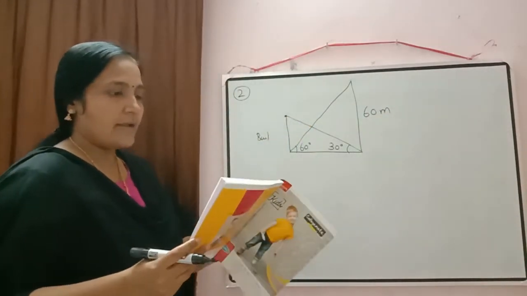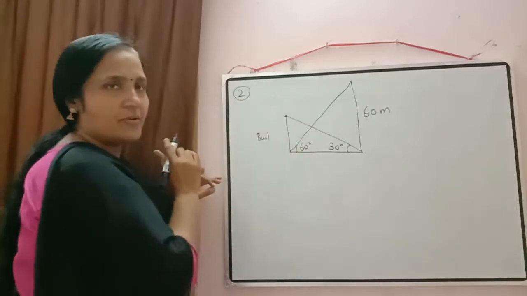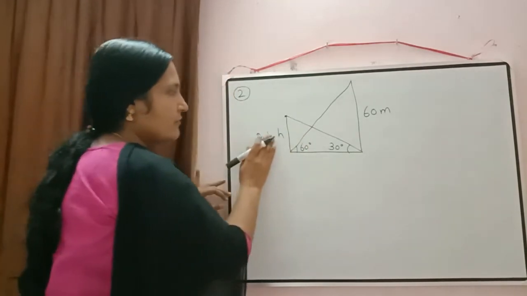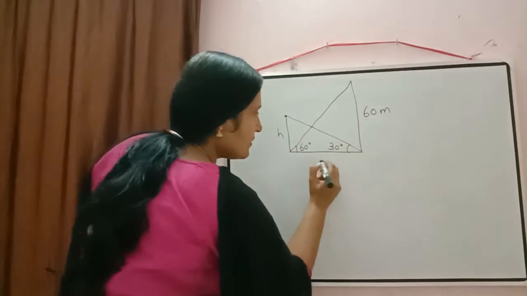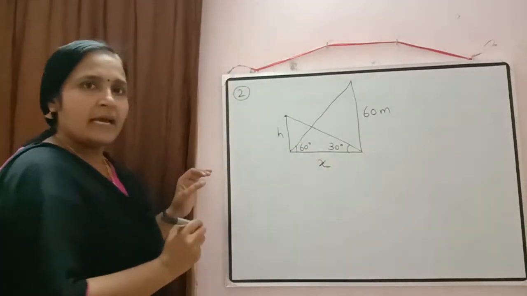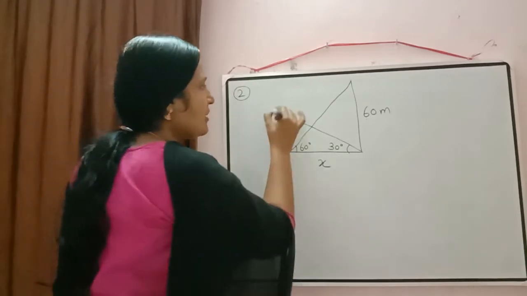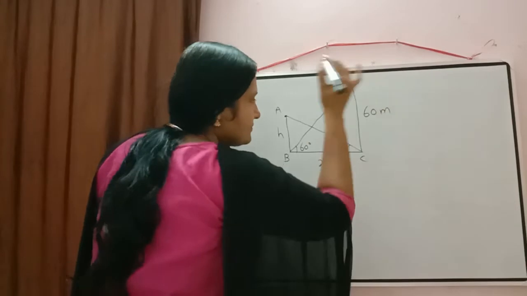We have to find out the height of the building. The height of the building we have to calculate there. So this one I am taking as h. Height of the building taken as h, and this distance is also not given, so I am taking it as x there. So I think the diagram is clear to you. Okay, now we'll mark the points A, B, C, D.